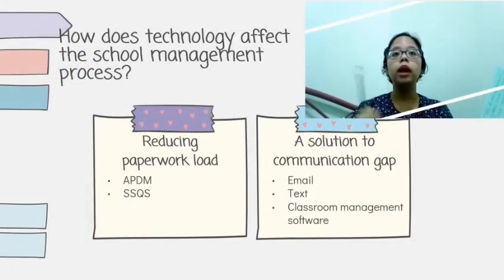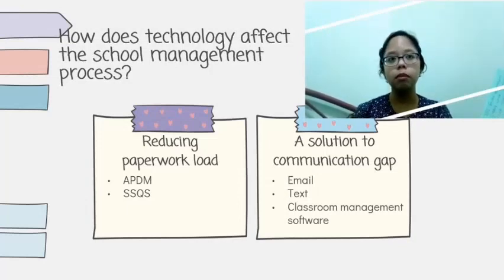Next, let's look at how technology affects the school management process. Relating back to the issues in school management that were presented earlier, we can say that the implementation of technology can help solve certain parts of these issues. For instance, the abundance of paperwork that was under Kairo's issue can be solved by using online systems. Using online systems such as APDM, Aplikasi Pangkalan Data Murid, and SSQS, Smart School Qualification Standard, can help reduce the amount of paperwork teachers have to go through.